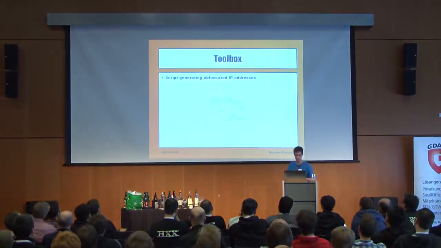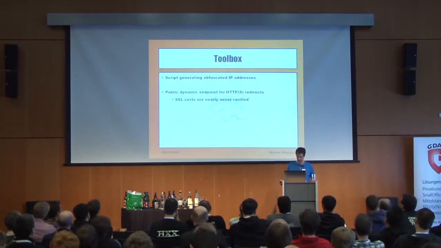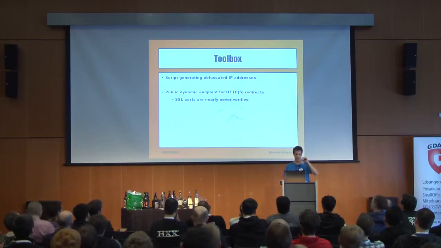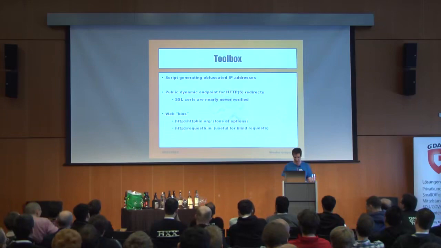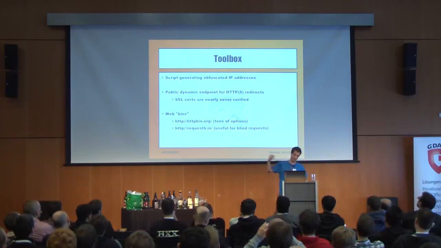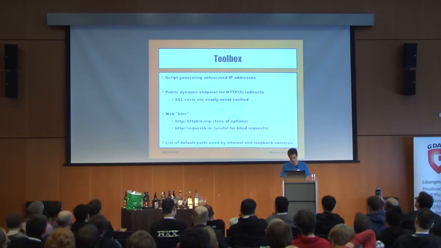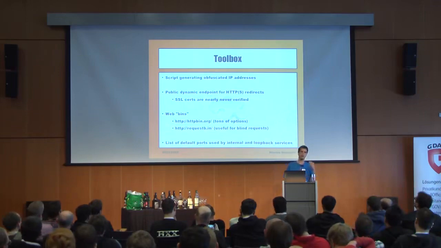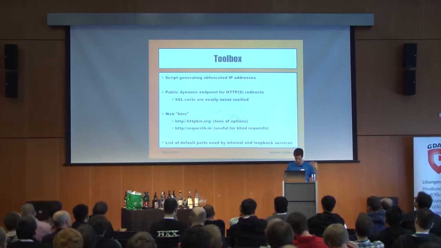Toolbox. So what you need: a script for mutation of IP addresses, which is alternate IP encoding. You need an endpoint for HTTP redirect. You don't really need a valid SSL certificate. Most of the time, they are not verified. Web bins are really useful. They are servers which store your last request or your last several requests. So, I mean, just check, it's useful. You need a dictionary of common ports on the loopback interface or internal services like databases, SSH, console, whatever.